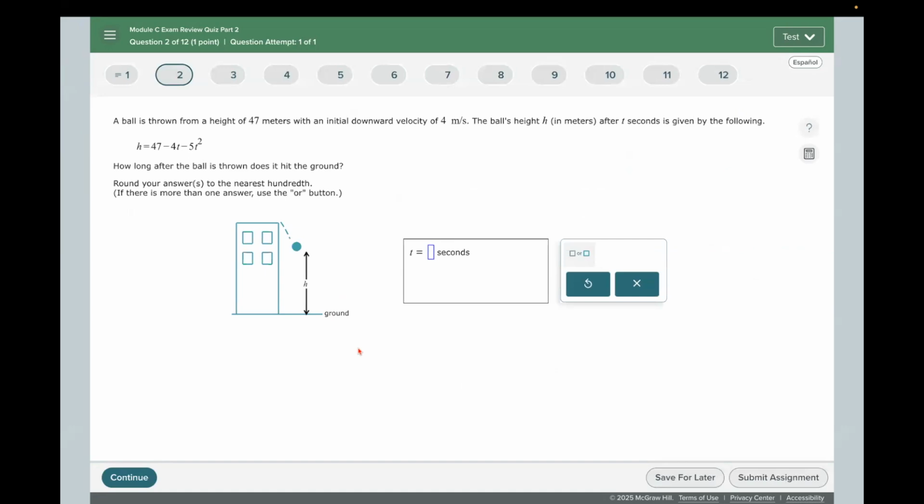This one's saying a ball is thrown from a height of 47 meters with an initial downward velocity of 4 meters per second. The ball's height in meters after t seconds is given by the following. Notice this is a quadratic equation where the coefficient on the t squared term is -5. So this means we have a downward pointing parabola.